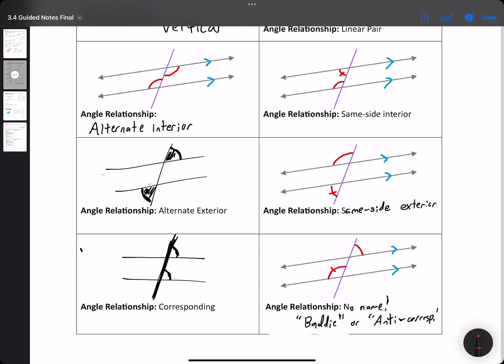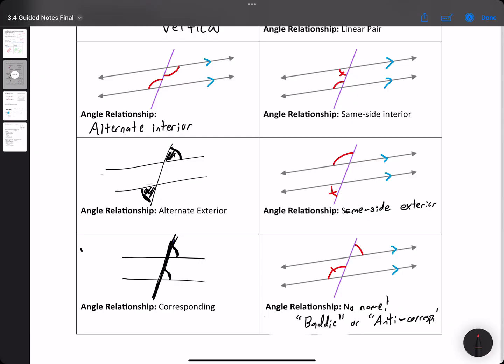And the last one that has no name is also sometimes called baddie angles, and that was made up by my class last year. I just loved that. Tell me what you want to come up with, make up your own name. Or anti-corresponding angles. These are always supplementary, and what happens is you have one interior, one exterior, and they're on opposite sides of the transversal.